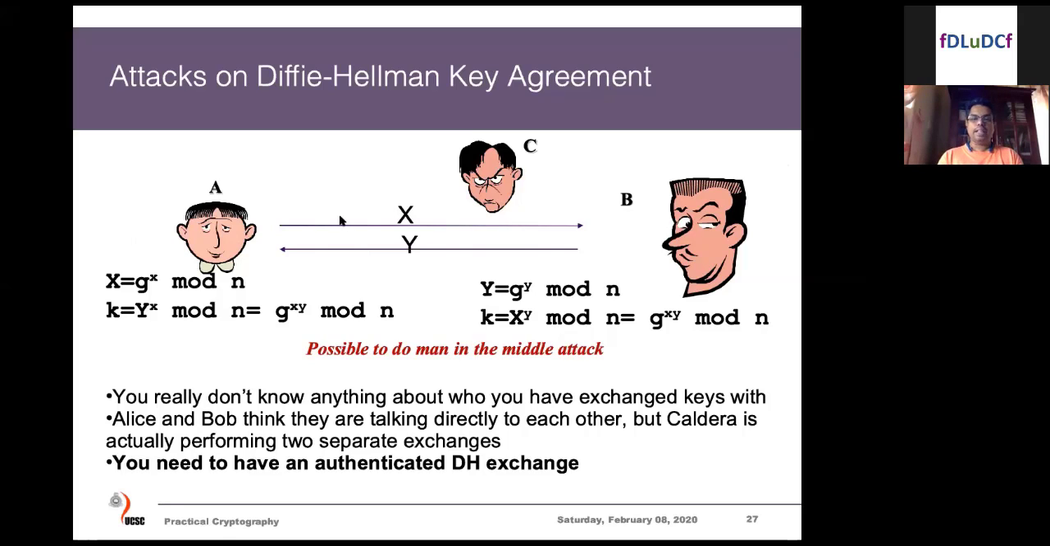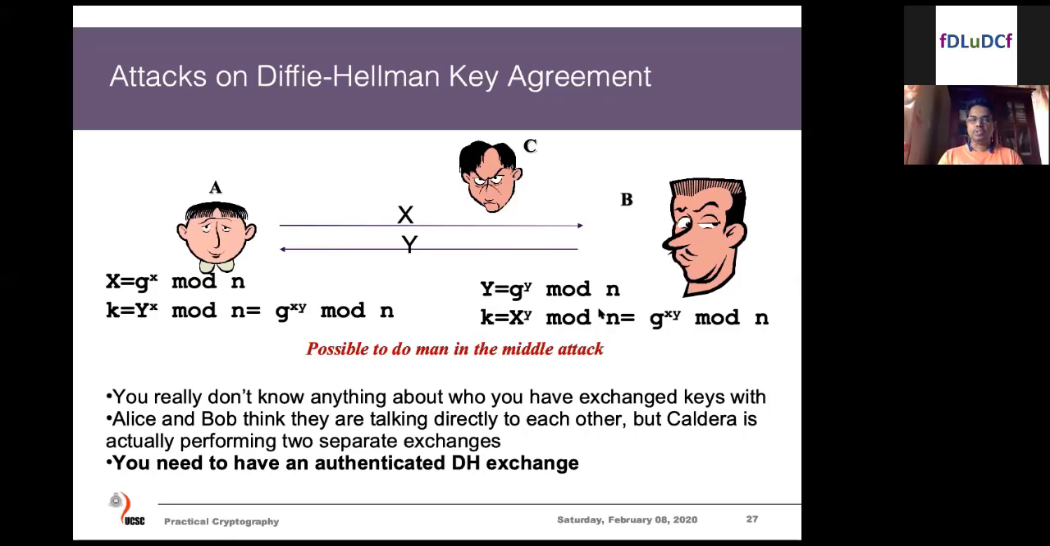That means when they exchange their public keys, X and Y, there should be a method of authenticating those public keys. They should somehow know this X is definitely from A, not from C. Similarly, A should know this Y is definitely from B, not from C. If they know this, then this system works fine.